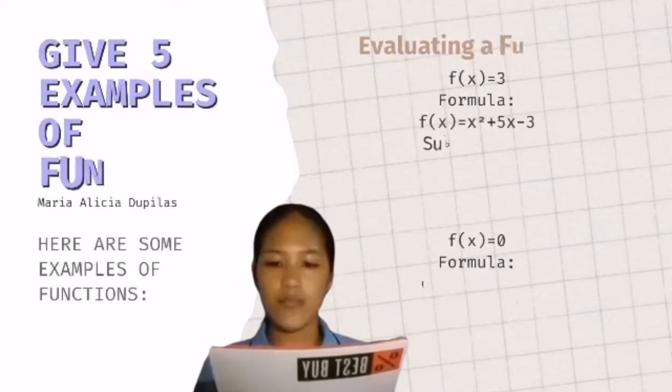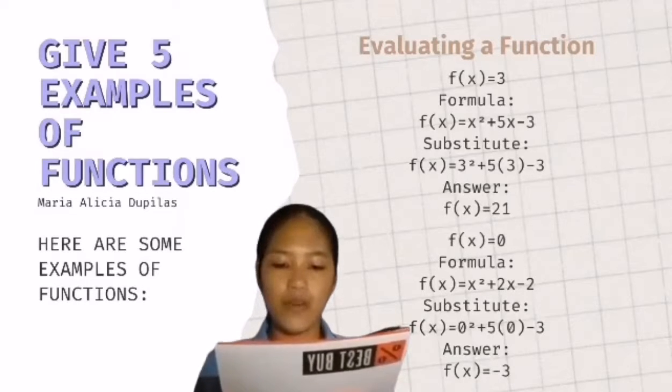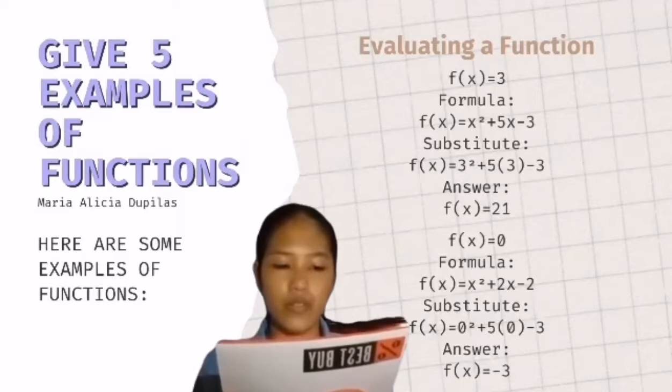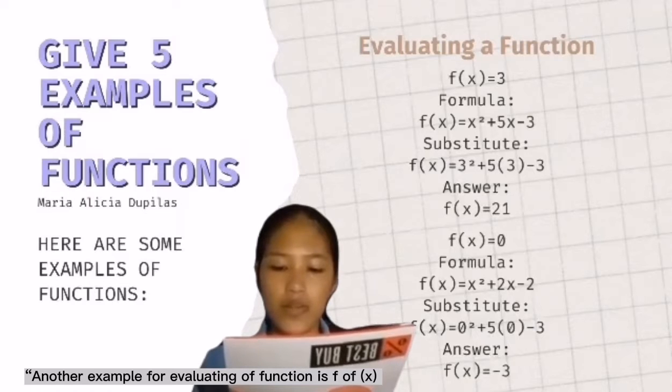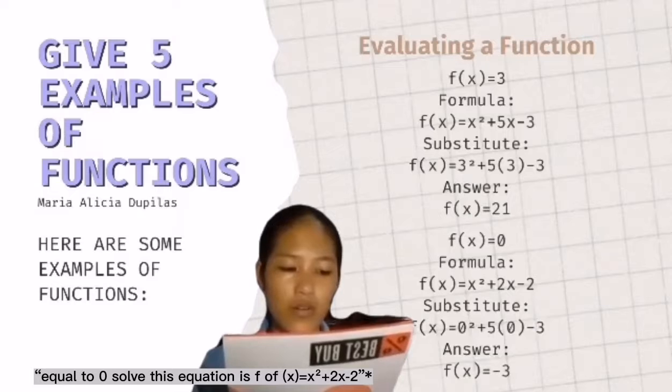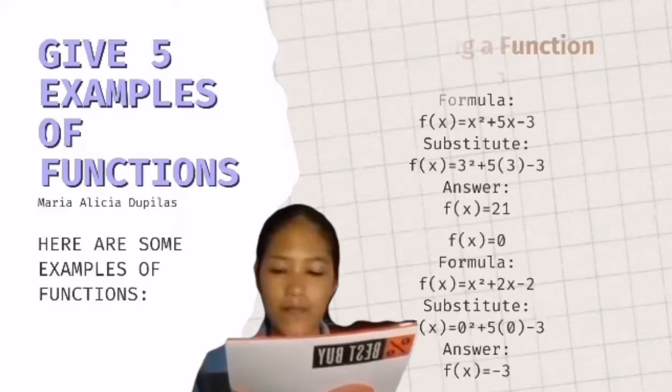Here are some examples of functions. Evaluating a function. The given example for evaluating a function is f of x is equal to 3. To solve this equation, the formula is f of x equals x squared plus 5x minus 3. Another example for evaluating a function is f of x is equal to 0. To solve this equation, the formula is f of x equals x squared plus 2x minus 1.